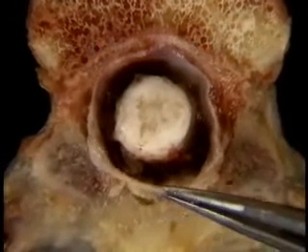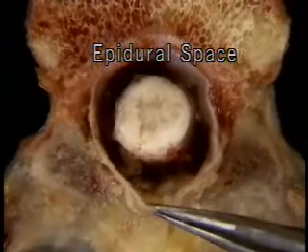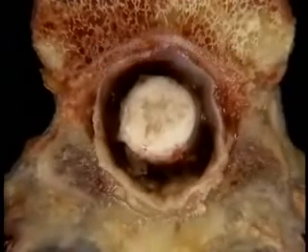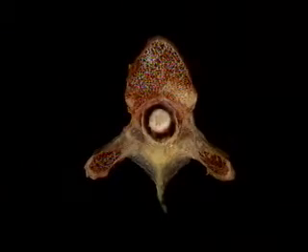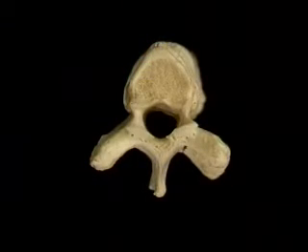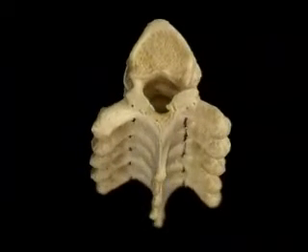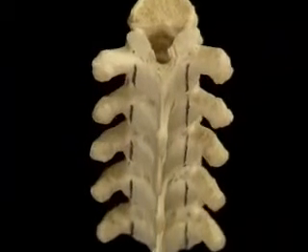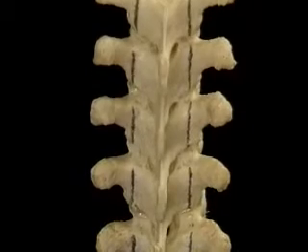The space between the dura and the wall of the vertebral canal is called the epidural space. It's filled with fat, loose connective tissue, and blood vessels. To see the contents of the vertebral canal from end to end, we'll take a look from behind at a dissection in which all the laminae have been divided along these lines and removed.